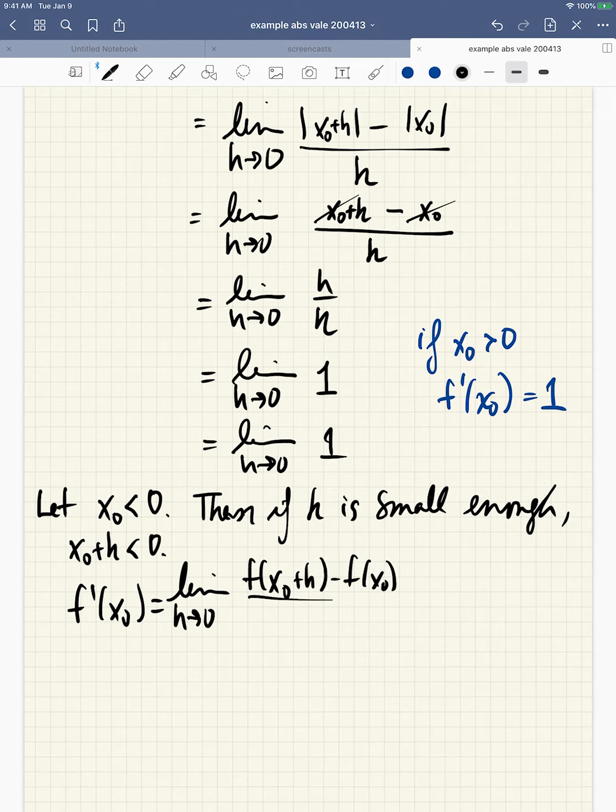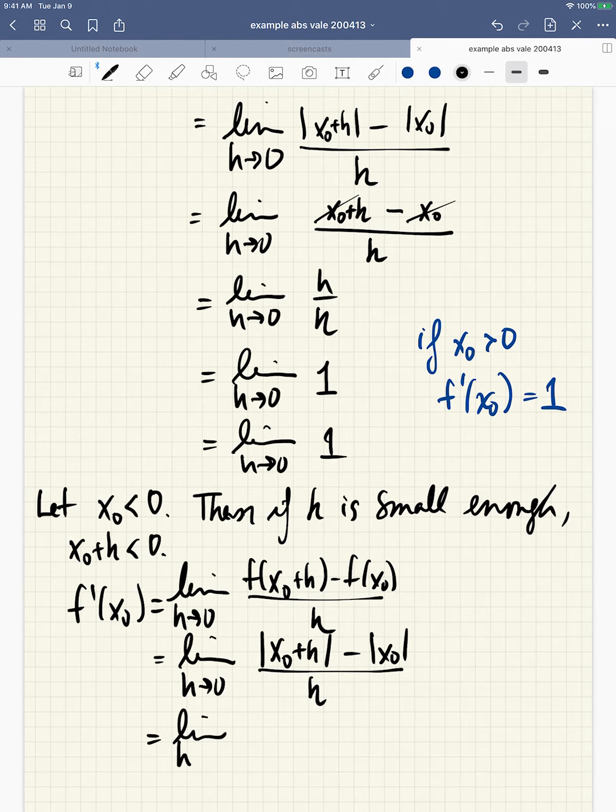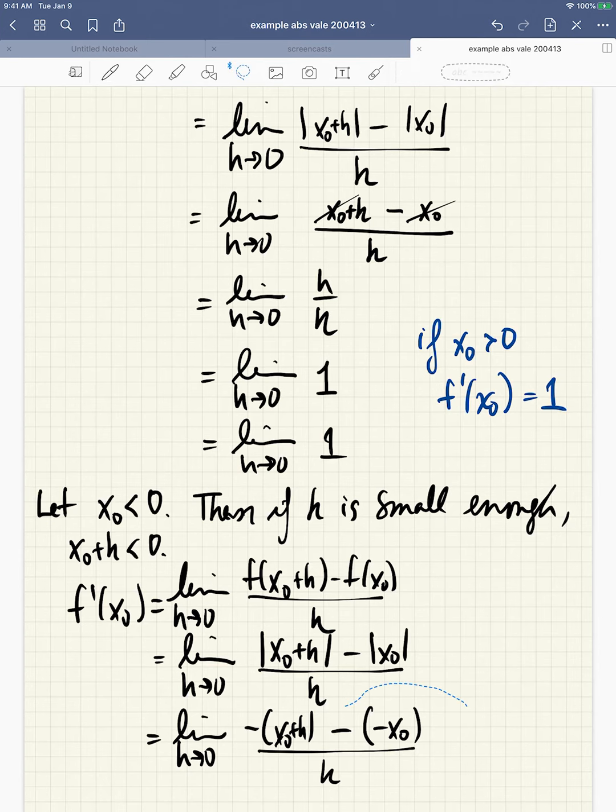Okay, this is the definition of the derivative. And then we'll sub in the absolute value notation. Since x naught is negative, the absolute value of x naught is negative x naught. And since h is small, x naught plus h is also going to be negative. And so the absolute value of x naught plus h is the negative of x naught plus h. And let's take this and move it to the next page too.